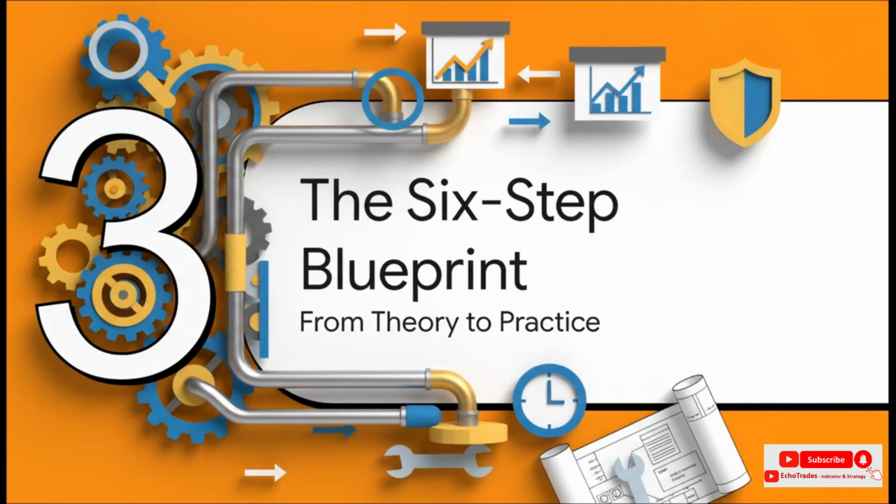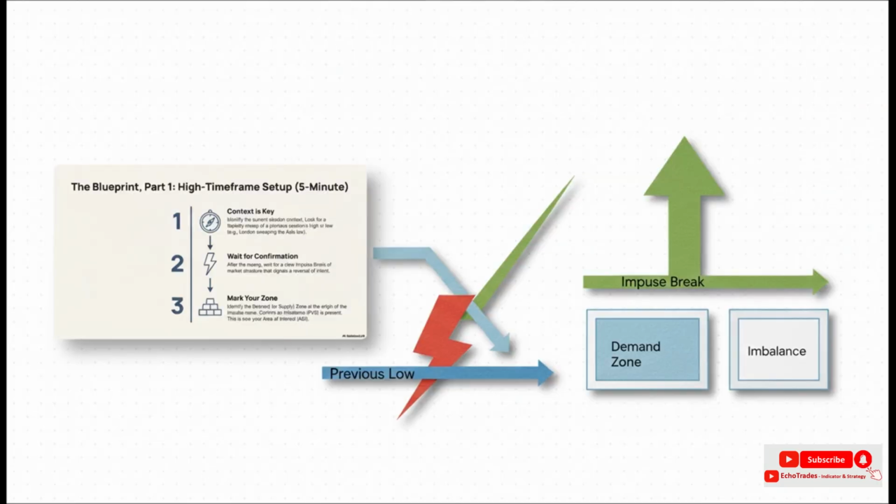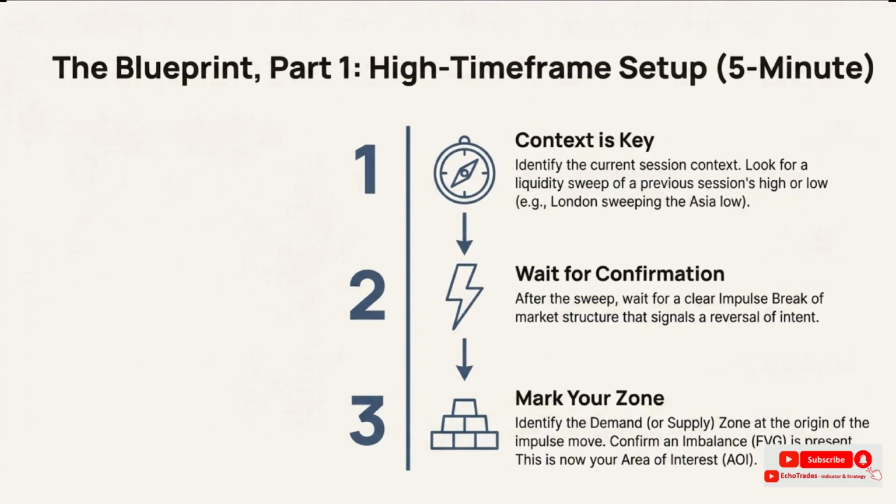Okay, so we've got our 4 tools. Now it's time to assemble them. Let's build the machine. This 6-step blueprint is going to show you exactly how to take this theory and put it into practice, step by step. The first 3 steps are all about the big picture, our high time frame setup. Think of this like our strategic map, maybe on the 5-minute chart.